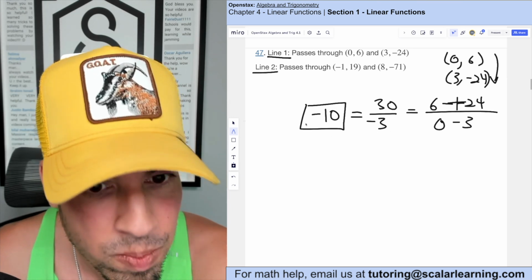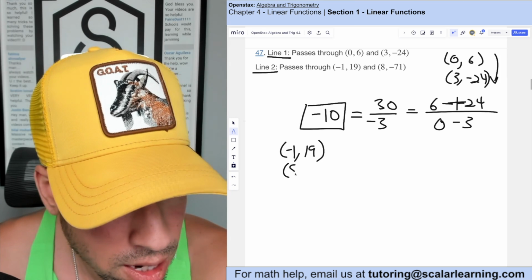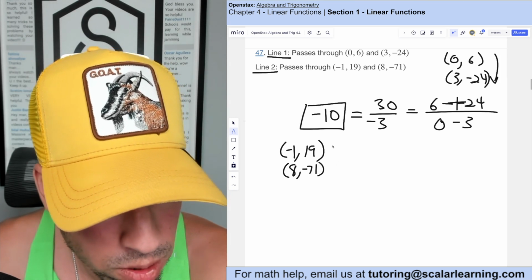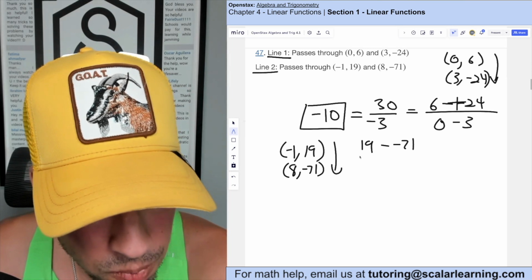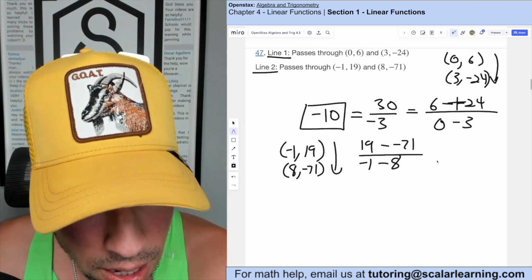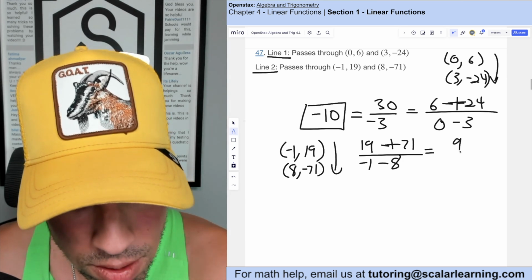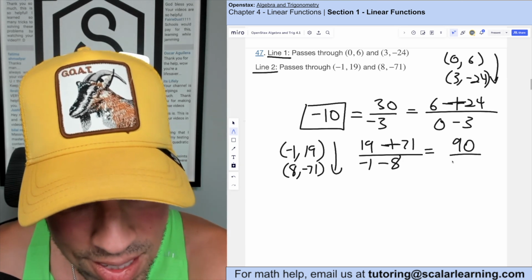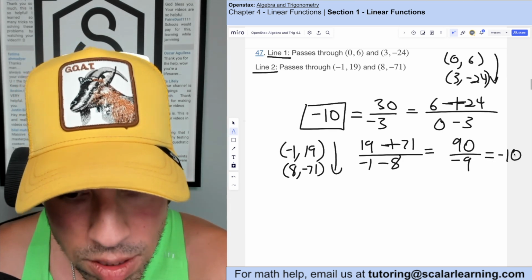What about line 2? Again, let's stack the coordinates. Negative 1, 19, 8, negative 71. And we're going to subtract down. So we got 19 minus negative 71 over negative 1 minus 8. 19, that minus negative 71, that becomes a plus. Now we have 90 over negative 1 minus 8, which is negative 9. This also simplifies to negative 10.